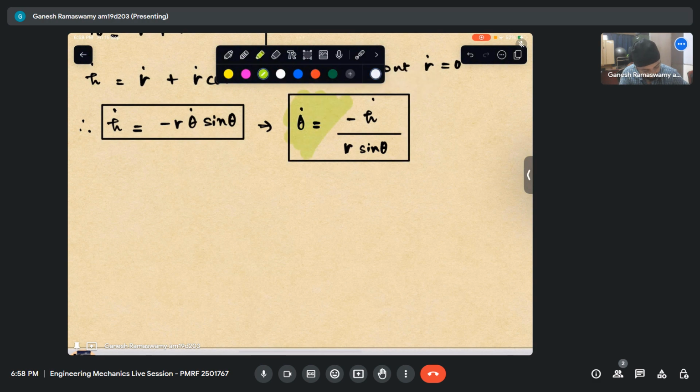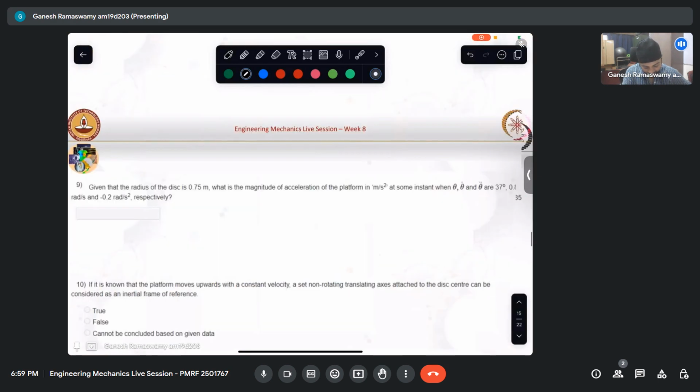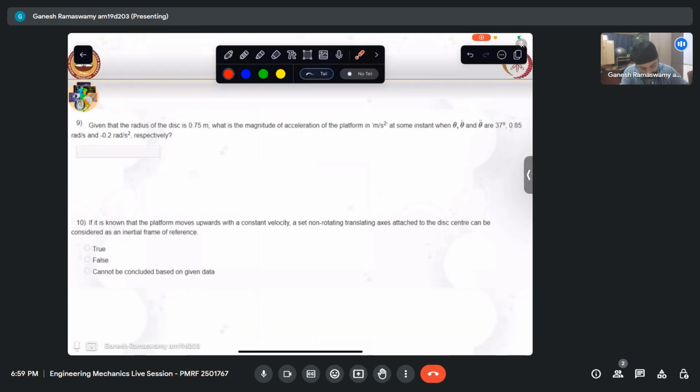So let us see which is the answer. So I have theta dot is equal to minus h dot upon r sin theta. Now the next question asks, given that the radius of the disk r is 0.75 meter, what is the magnitude of acceleration of the platform? Basically what we are trying to find out is h double dot, the time rate of change of the velocity of the platform at some instant when theta, theta dot, theta double dot are 37, 0.85 and minus 2 respectively. So these values are given. So we have been asked to calculate h double dot at this point.